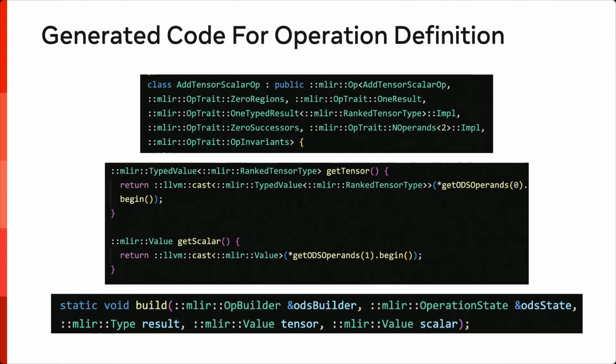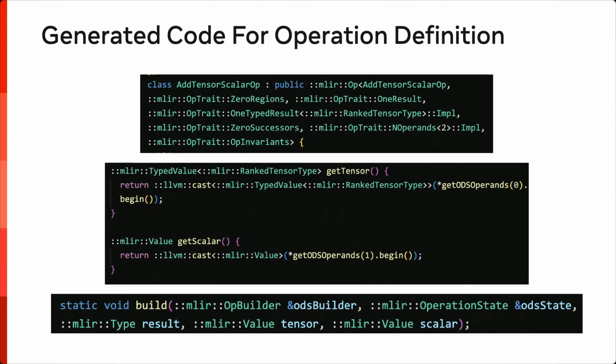So we talked about TableGen a whole bunch, right? So what kind of C++ code does that actually generate? Here I grabbed a couple of screenshots for us to get a better idea. You can see we're defining this class called AddTSOp, and it inherits from the base MLIR Op, and it already has a bunch of traits specified, all thanks to TableGen. We know from the definition that for example, it has no regions, it has one result, zero successors, and so on.